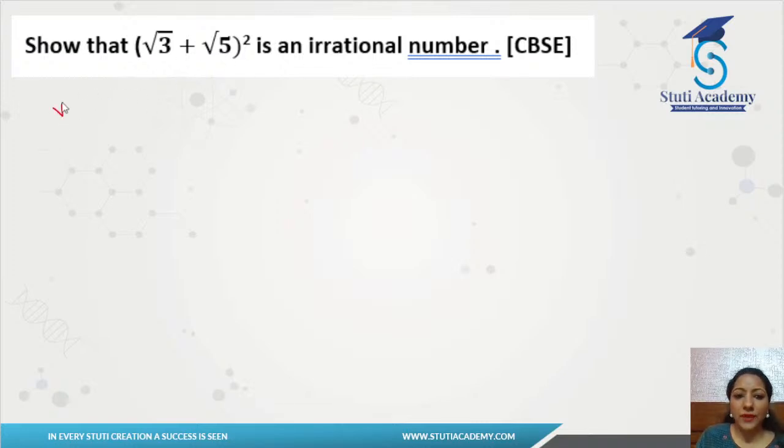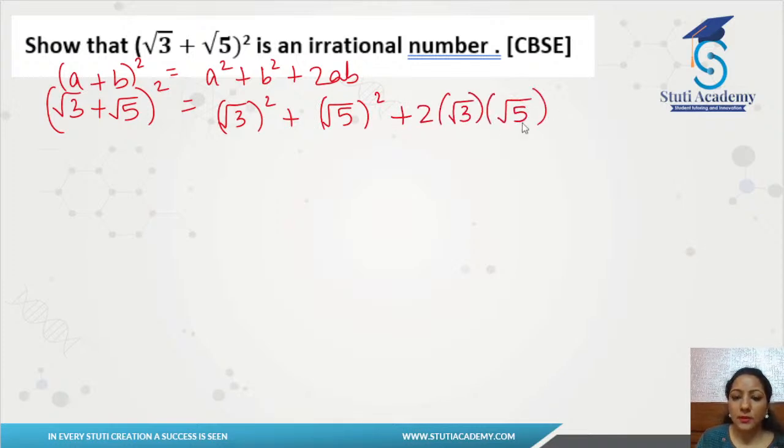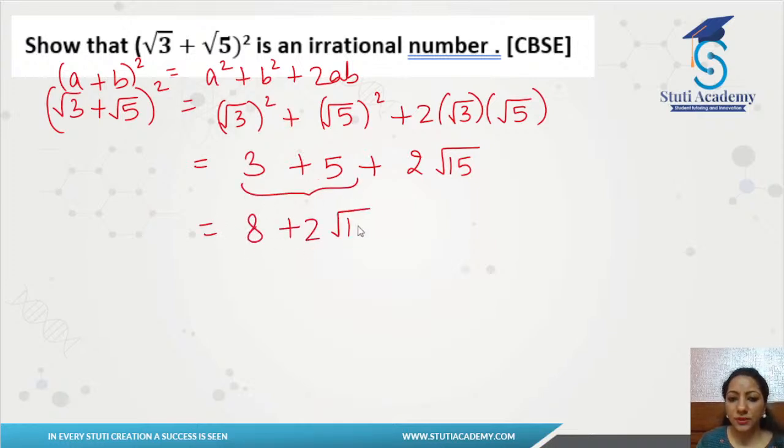Now, root 3 plus root 5, before we start with anything else, we are going to first of all expand this. We can write this as a plus b whole square, which is actually a square plus b square plus 2ab. So in this case, it is root 3 square plus root 5 square plus 2 into root 3 into root 5. So this is 3 plus 5 plus 2 root 15. Now we can combine this and we can write this as 8 plus 2 root 15. So finally, root 3 plus root 5 whole square is actually 8 plus 2 root 15.